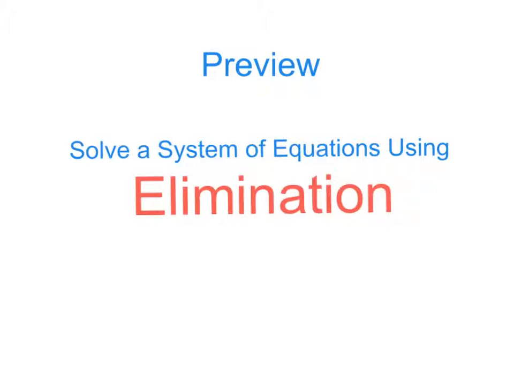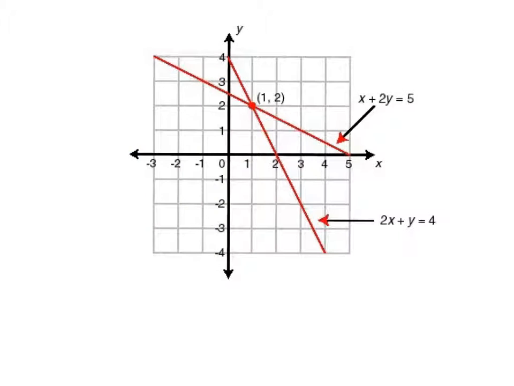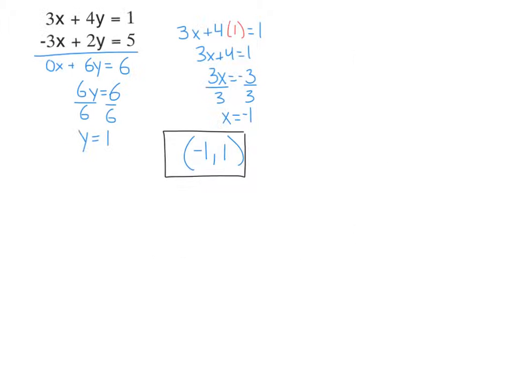Preview video. Solve a system of equations using elimination, but a little bit harder than before. Remember what we've learned, that a system of equations is two or more equations with the same variables, and that their solution is the ordered pair that makes both equations true. On a graph, it's where the two lines cross.